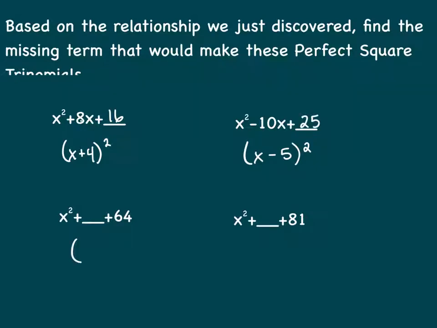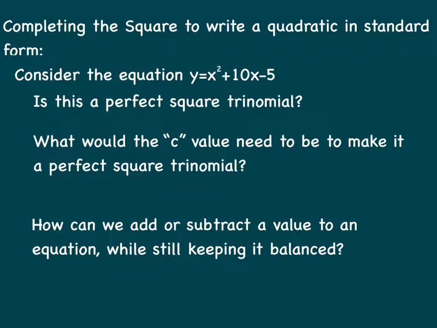Same thing here, the square root of 64 is 8, so I know this is going to be x plus 8 squared, and then 8 times 2 is 16, so 16x. Now, this could technically be x minus 8 squared if that were a negative. So I'm going to put the plus or minus sign there, but those have to match. Same thing here, x plus or minus 9 squared to get that plus or minus 18x in the middle. Now, this relationship is important for what we're going to do next.